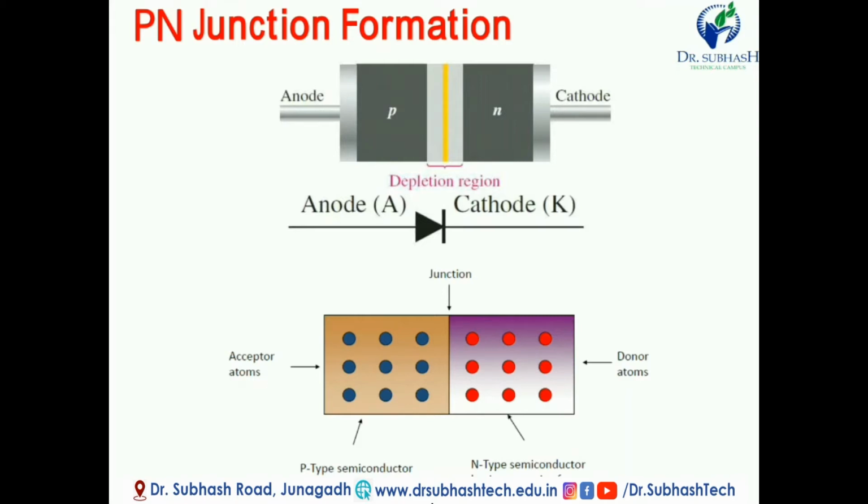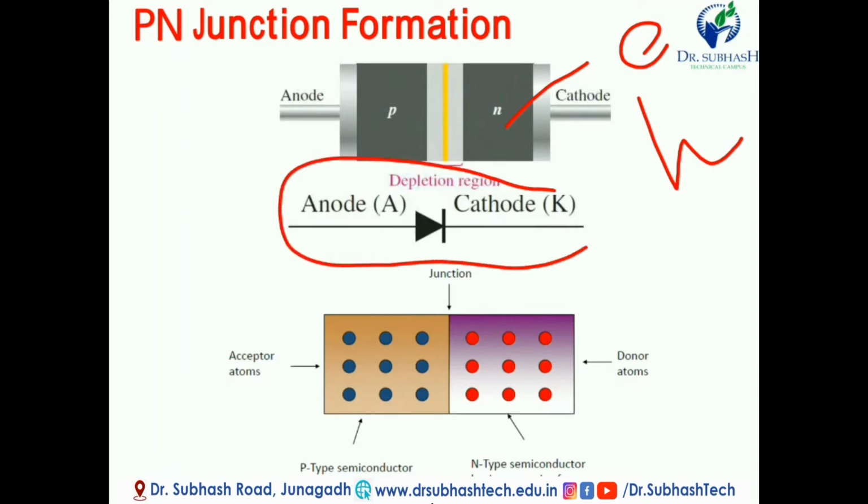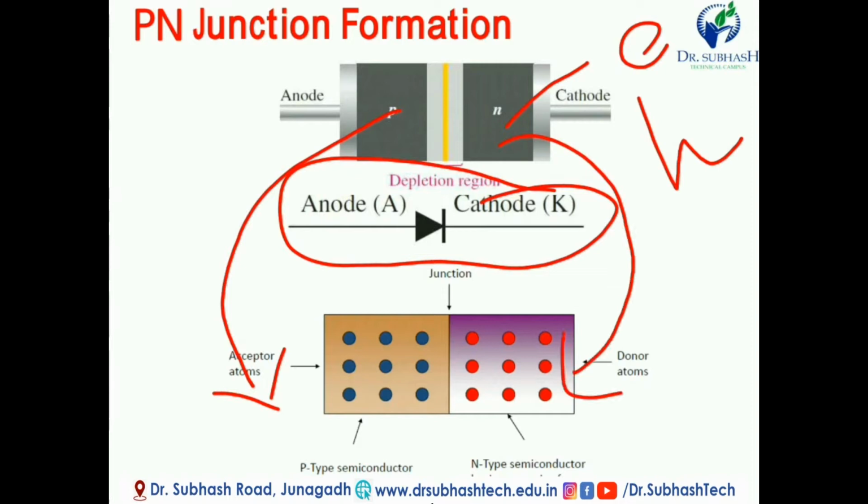Now P-type semiconductor contains majority charge carrier hole and minority charge carrier electron. In N-type semiconductor, the majority is electron and minority is hole. This is the symbol of PN junction diode, and inside it, the P-type semiconductor has acceptor atoms and the N-type semiconductor has donor atoms. Means here the majority is electron and here the majority is hole. So this is about the PN junction formation.